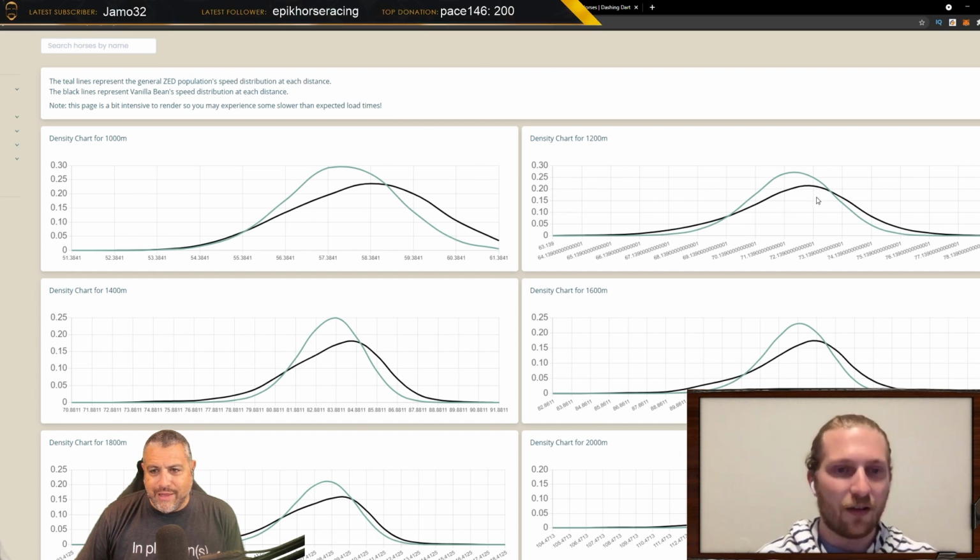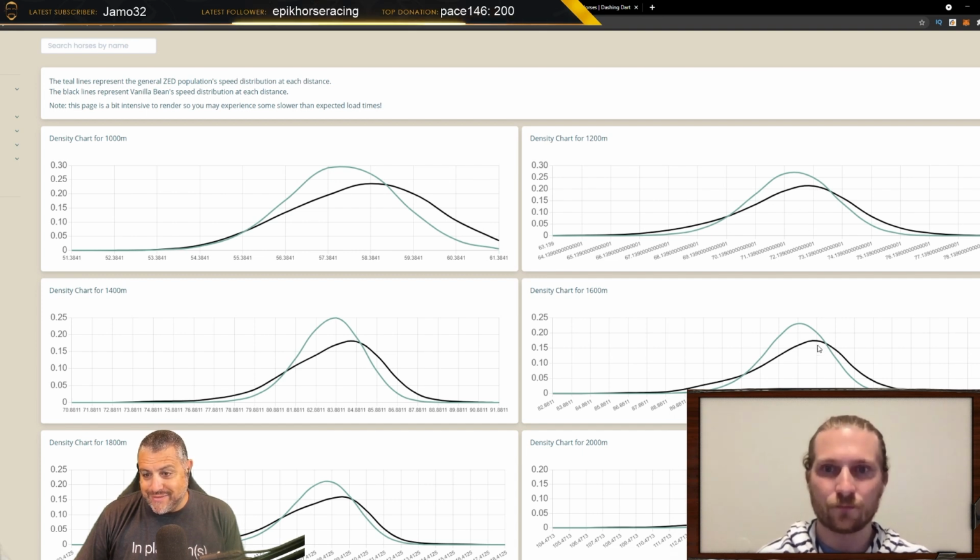You can see that the meat of her bell curve is slower at 1200. It's slower at 1600. It's slower at 1400, right? So she's got a lot of times here where she's in the bottom. This is just what a U-shaped horse looks like on a speed score chart once you've got enough data points, essentially, right?